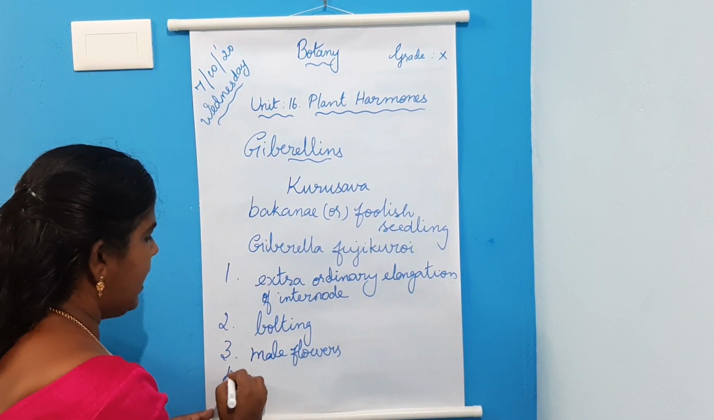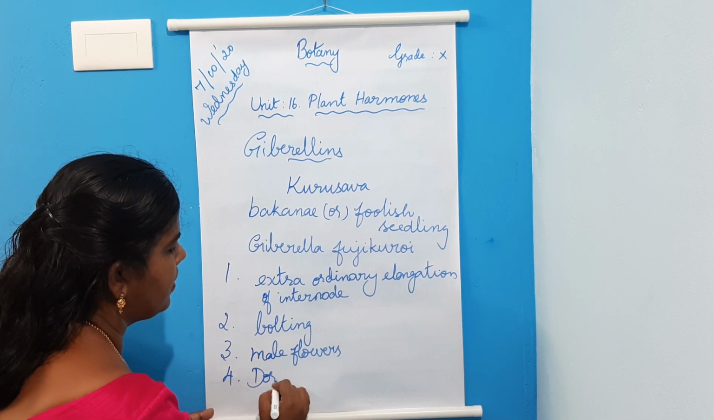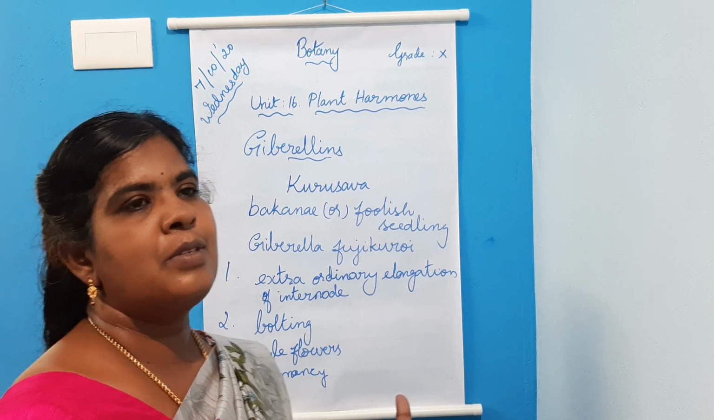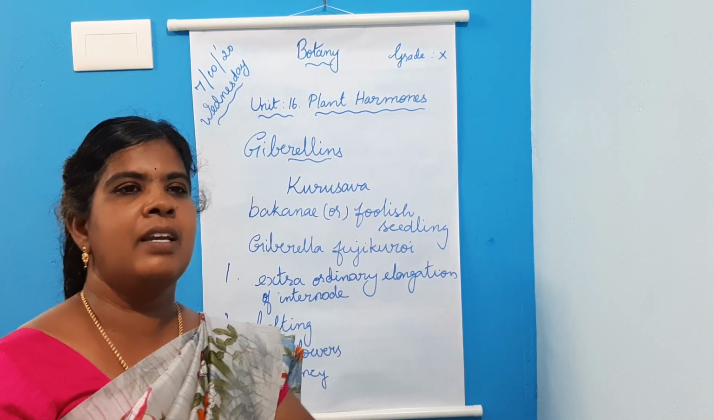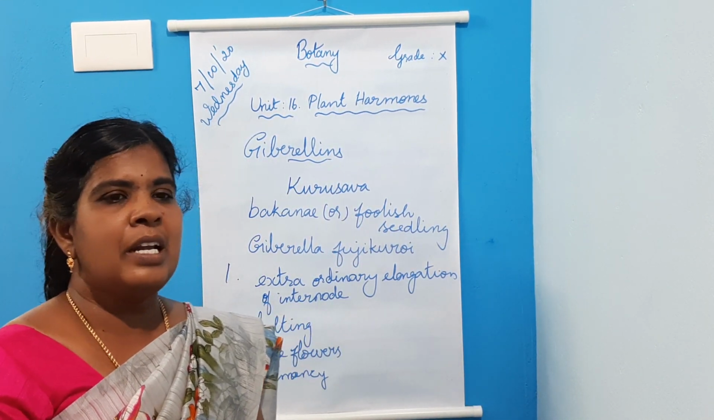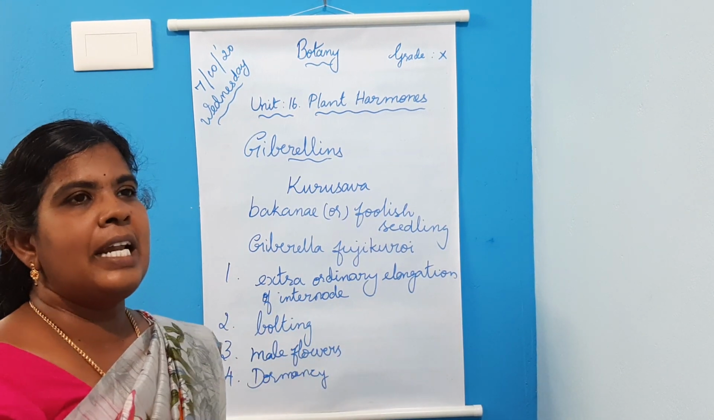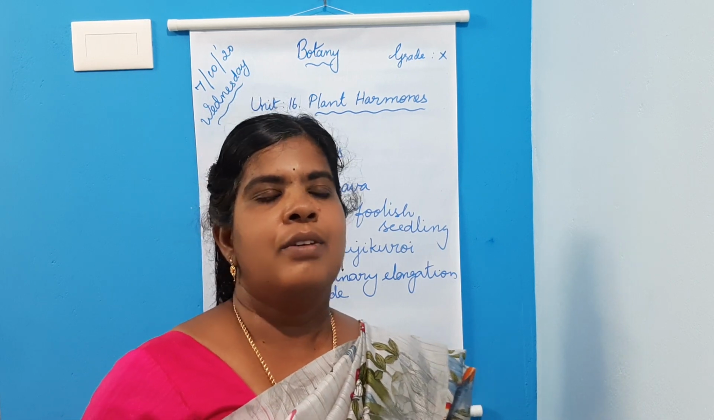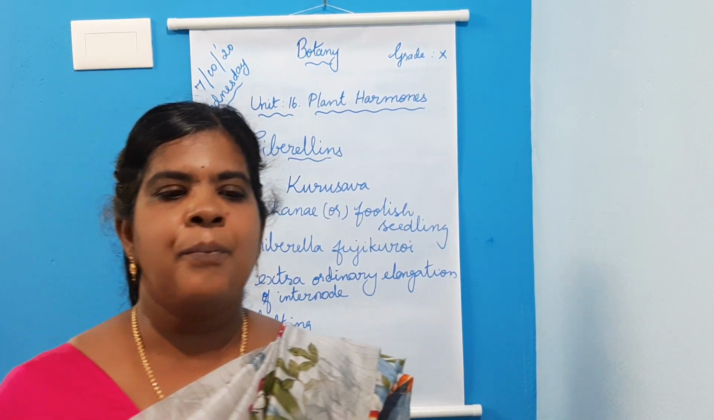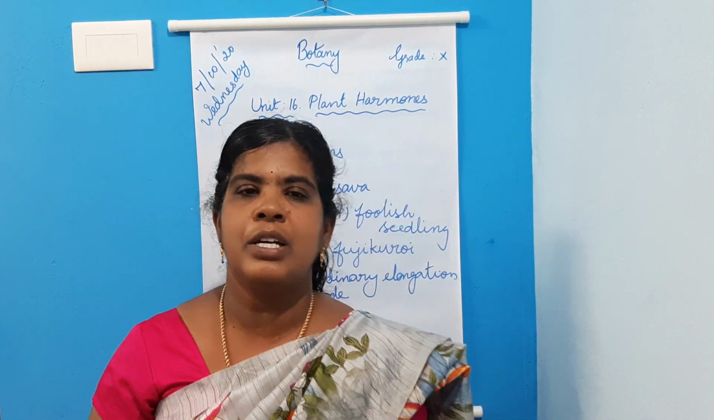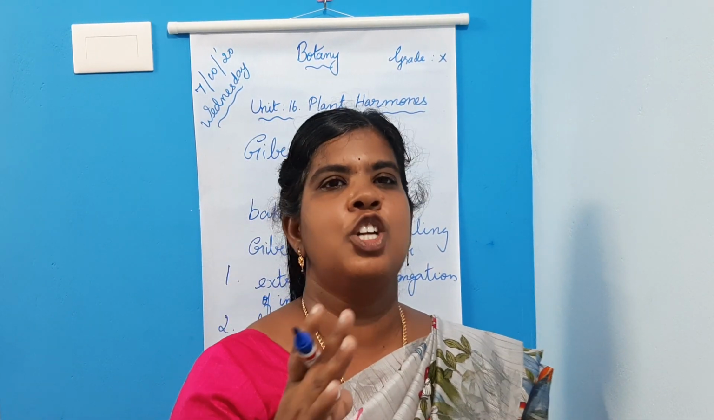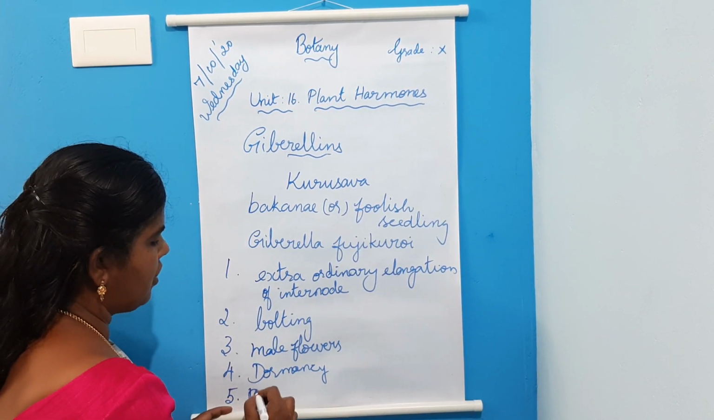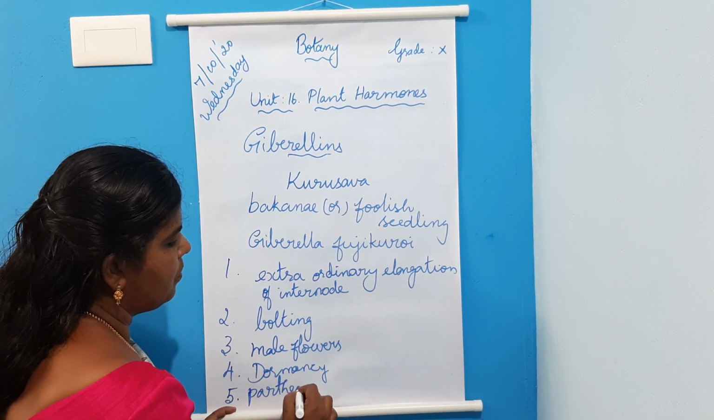Next, gibberellin breaks dormancy of potato tubers. Dormancy is like deep sleep: the seedling or sapling will not come out within a particular period. So gibberellic acid breaks the dormancy of potato tubers. Then the fifth one is that gibberellins are more efficient than auxins in inducing the formation of parthenocarpic fruits.